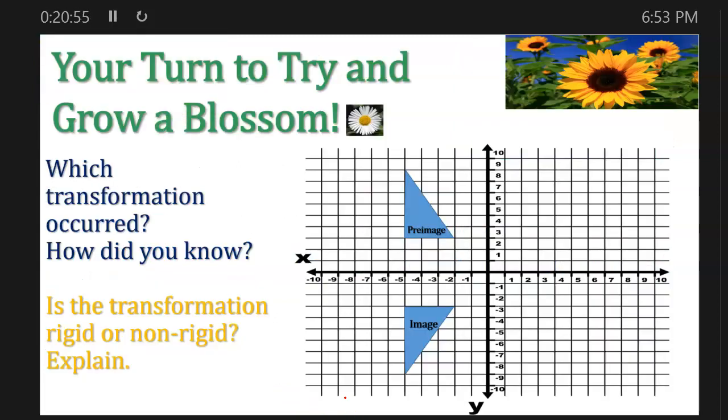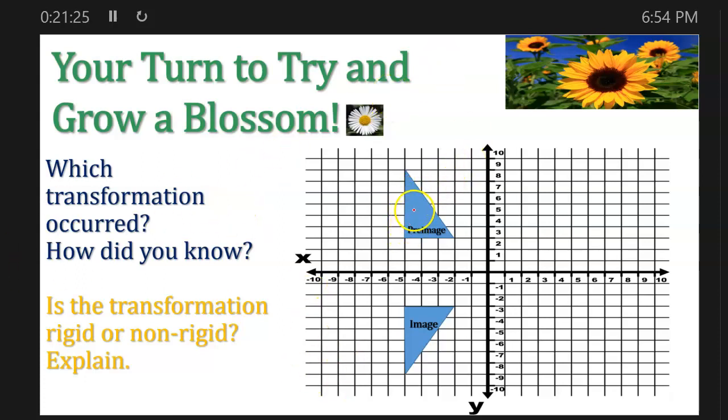Now it's your turn to try and grow a blossom. So which transformation do you think occurred here, and how do you know? Is the transformation rigid or non-rigid, and explain. So I want you to take some time to pause the video, answer this on your paper, and then in 3 seconds or after a count of three, I will reveal the answer. 1, 2, 3. Okay, so which transformation occurred?